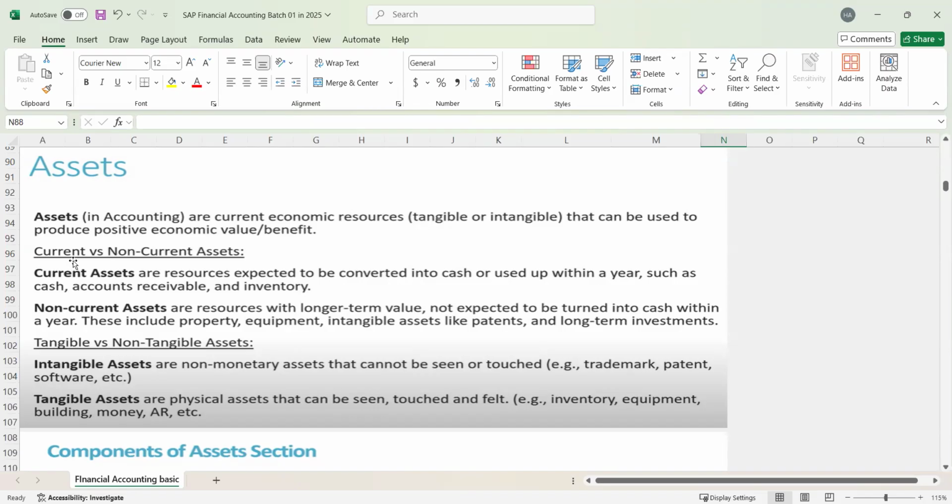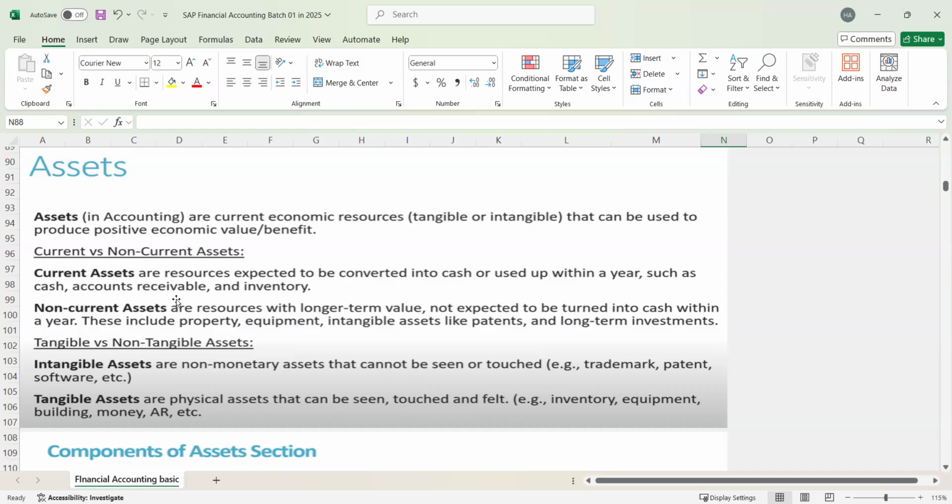So, we talked about current and non-current assets. We say current assets are resources expected to be converted into cash or used up within a year. So when we say something is current, there are things that can be converted into cash within a fiscal year, within a year. That's what we mean by current assets. So what are those things that are current assets? We say cash, we say accounts receivable, we say inventory. These are things that we can convert immediately to money, right?